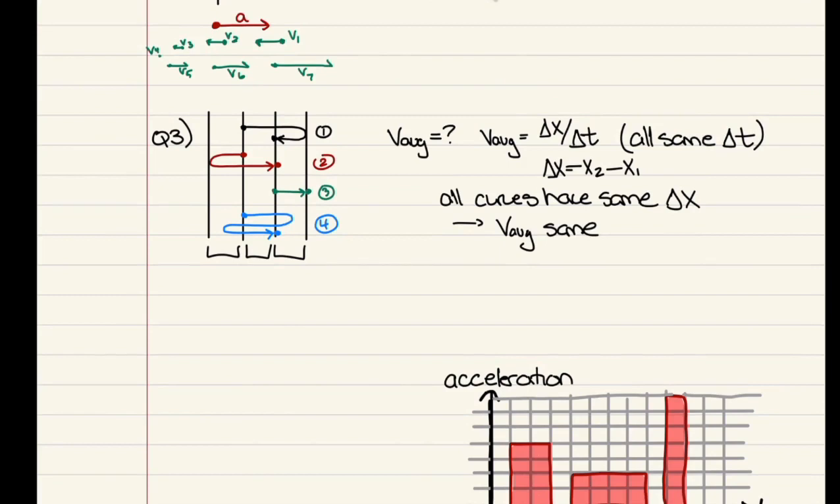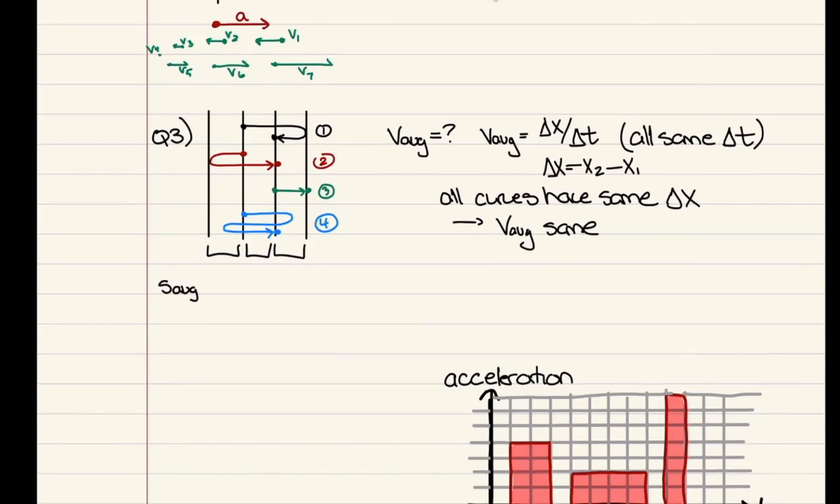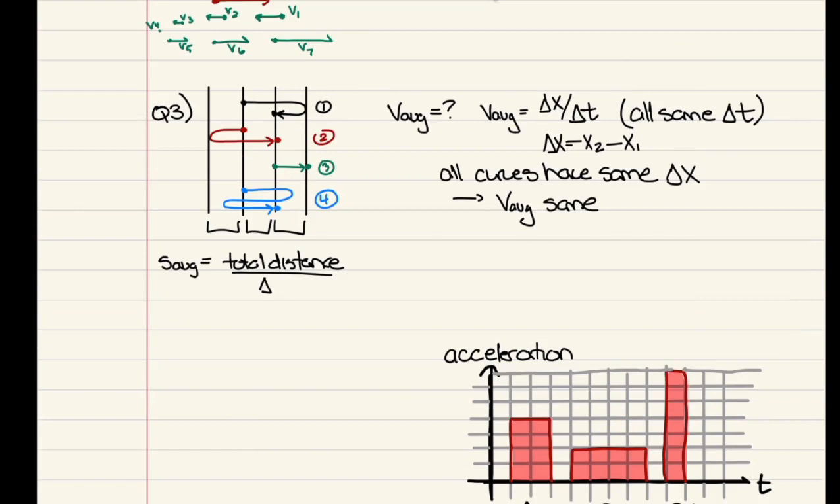So in this case, I would say they all have the same average velocity. And now what about the average speed? Your book uses S for speed, and that's defined as the total distance over delta t. Now again, they all have the same delta t, so now it's a question of which ones traveled a greater distance than the others.